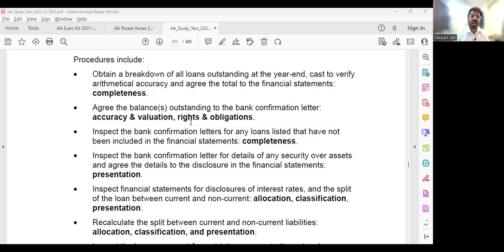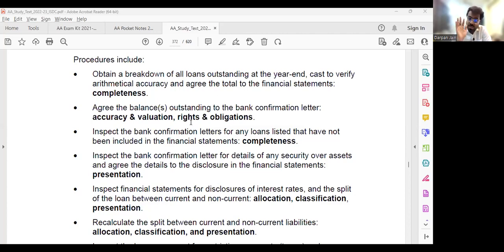Great. Next, agree the balances outstanding to the bank confirmation letter. The balance which is outstanding as at the year end will match with the bank confirmation letter, right? So match it. Matching is nothing but agreeing. That's why you're using the word agree here. So use these kind of terms. When you're writing audit procedures in the exam also, use the term agree, use the term cast to verify arithmetical accuracy. So use these kind of terms.